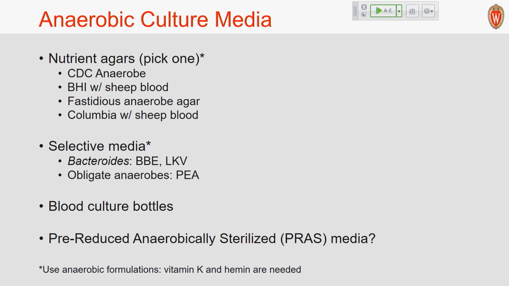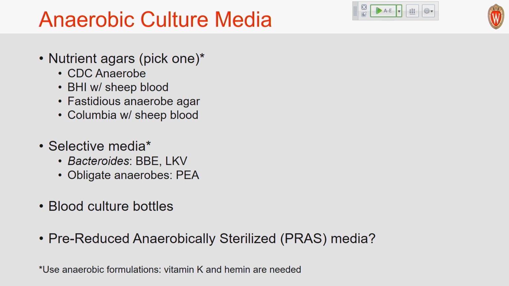So, anaerobic cultures. Many times the specimens that we're talking about right now, wounds, tissues, and fluids, get an aerobe and an anaerobe culture. Similar to the aerobic side, you want some selective and non-selective media. Now you have to remember that the anaerobes need things like hemin and vitamin K, so you want anaerobic formulations. And you can really use the nutrient agar, the non-selective, which I've listed here.